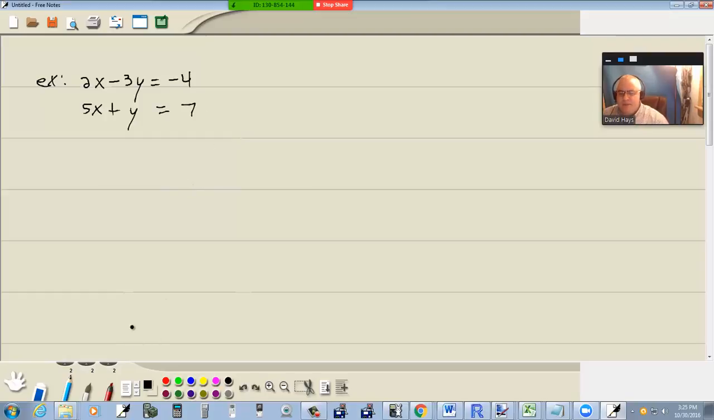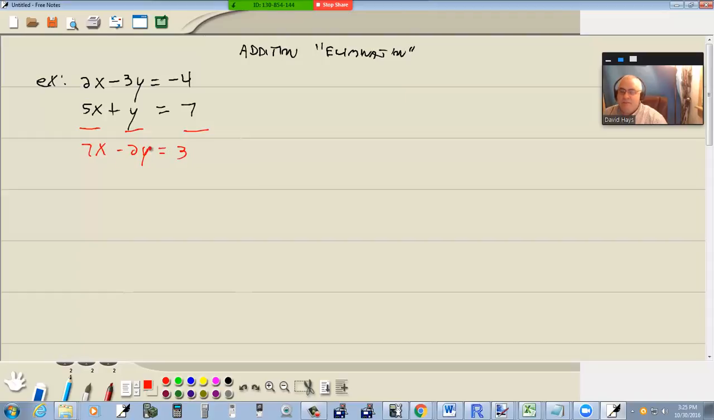Okay. Now I'm going to solve this using the addition method. Some books call it the elimination method. What it means is we want to add these equations together. But in order for it to actually accomplish something, like let me show you. 2x plus 5x is 7x. Negative 3y plus y is negative 2y. And negative 4 plus 7 is 3. That's why it's called the addition method. You add them together. Now the elimination method is because you're hoping one of the variables will be eliminated.